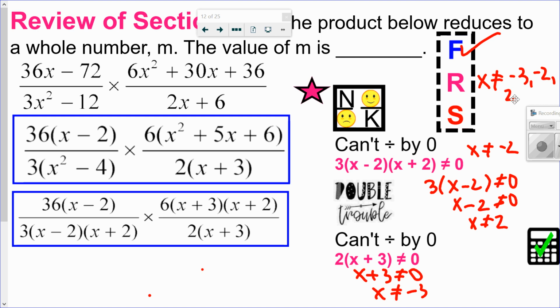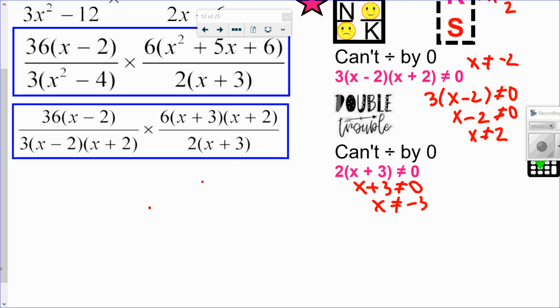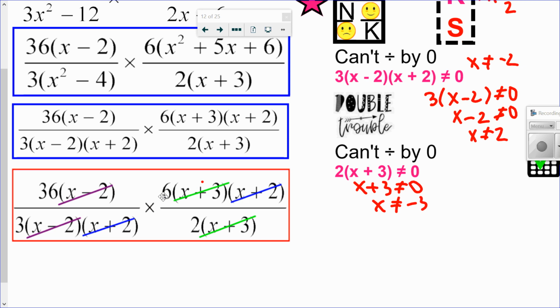So what I want to do next is simplify by removing all my common factors. This is probably my favorite step because you get to cancel everything out. You can see I've done this with colors. X minus 2 and x minus 2 cancel. X plus 2 and x plus 2 cancel. The greens, x plus 3 and x plus 3 cancel. So what I'm left with in the numerator is 36 times 6 over 3 times 2.